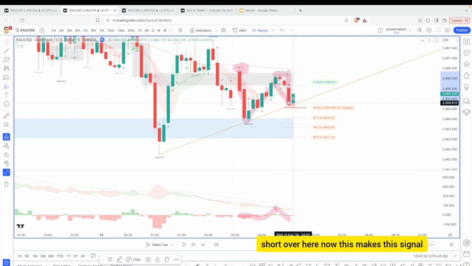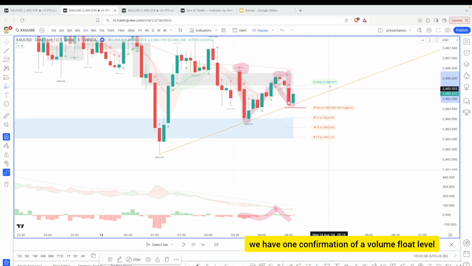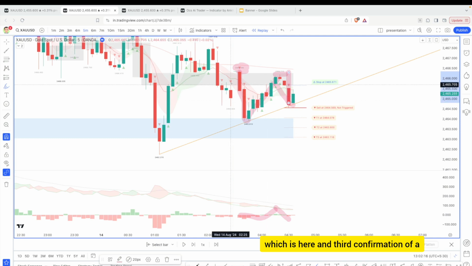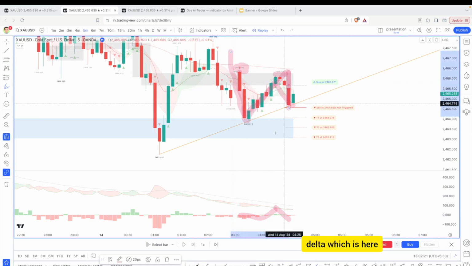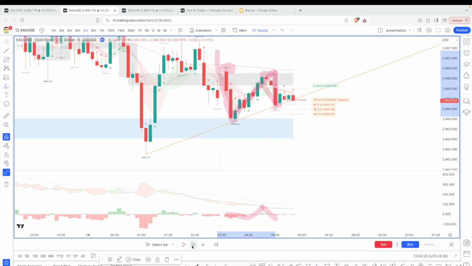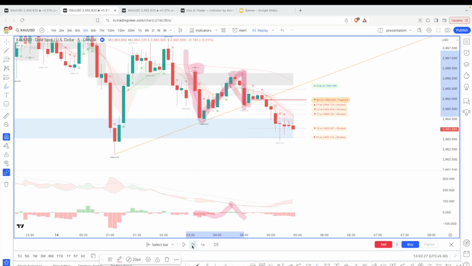Now this makes this signal a high probability short trade because lots of things have aligned. We have one confirmation of a volume float level, which is over here, a second confirmation of a trend line breach, which is here, and a third confirmation of a volume divergence from cumulative volume delta, which is here. Now let's see how this signal actually performed. Yeah. So this is how we figure out high probability trades in OCS AI Trader.